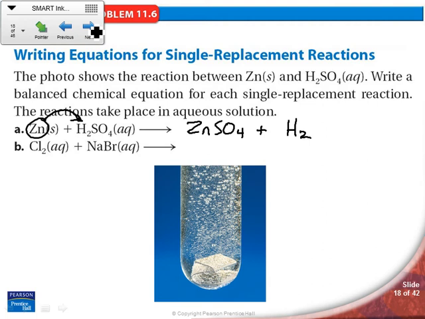So it has to do with the metals versus the non-metals, right? Chlorine's a non-metal, bromine's a non-metal. Non-metals replace non-metals. So this is kind of the opposite. The chlorine's going to replace the bromine. We end up with NaCl. I've been having students say this all day. Why not NaCl2?